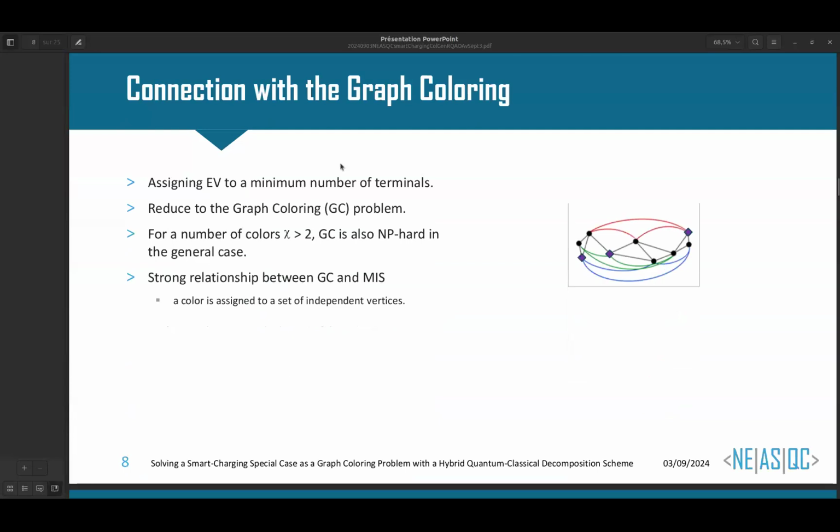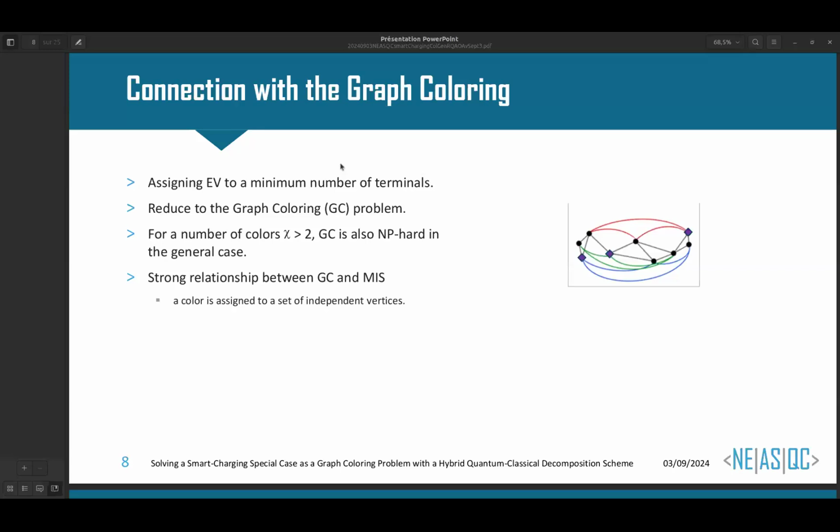There's a connection with the graph coloring problem, which we will be interested in, especially if we want to assign the electric vehicles to a minimum number of terminals. So far, we were interested in only one terminal and assigning a maximum number of vehicles to this terminal. Here, this problem reduces to the graph coloring problem. And for a number of colors greater than 2, the problem is also NP-hard.